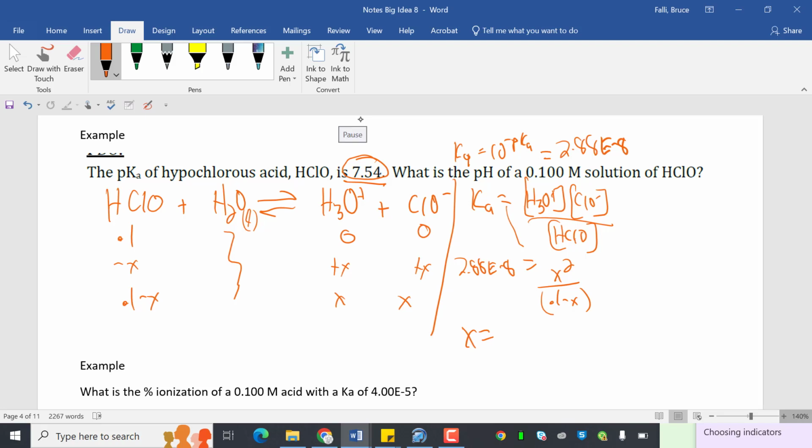Math. Quantity X squared divided by quantity 0.1 minus X, quantity, minus 2.88 E negative 8.